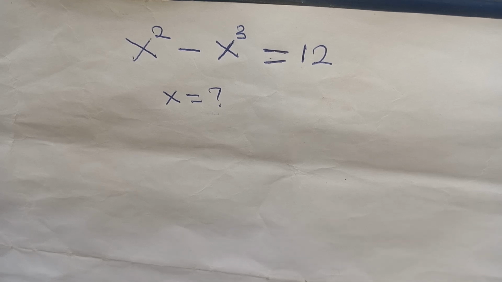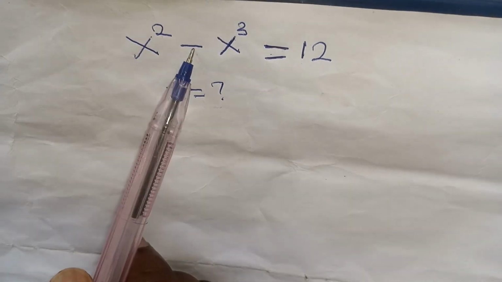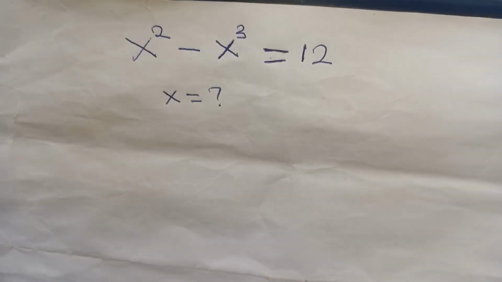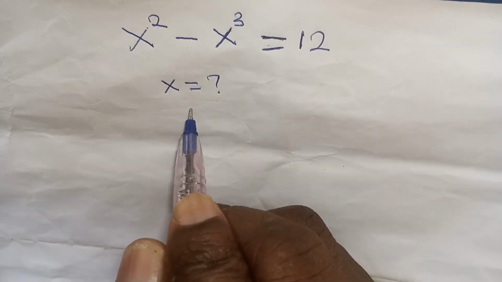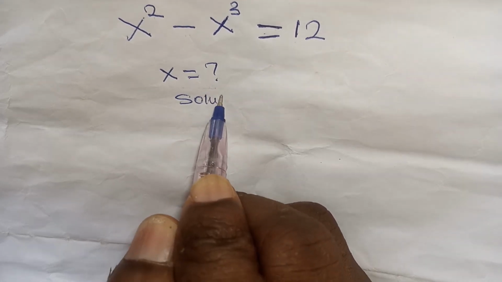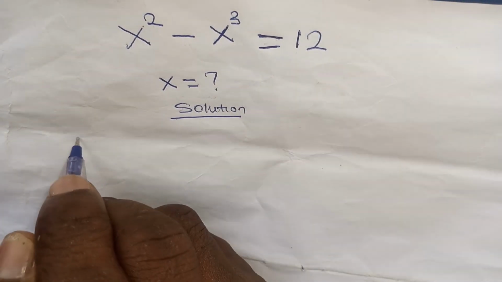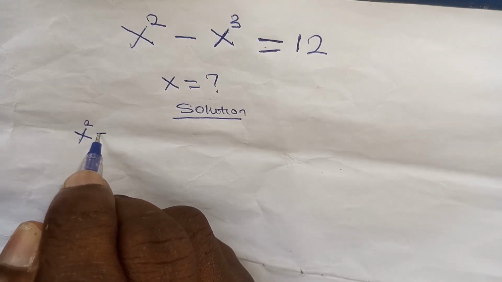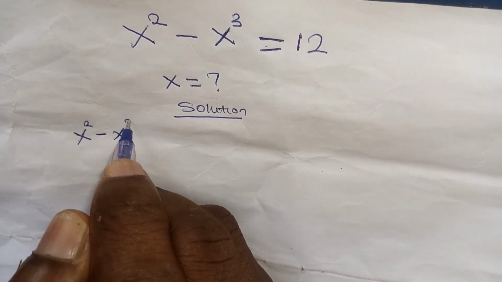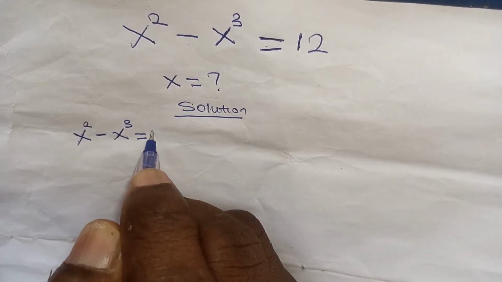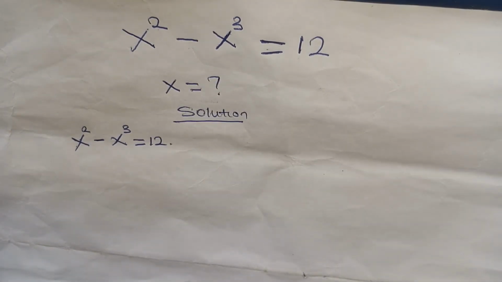So let's see how we can provide a solution to this equation which reads x squared minus x cubed equals 12. If we want to solve this, I can simply say solution. We can write the equation, which is x squared minus x cubed equals 12.